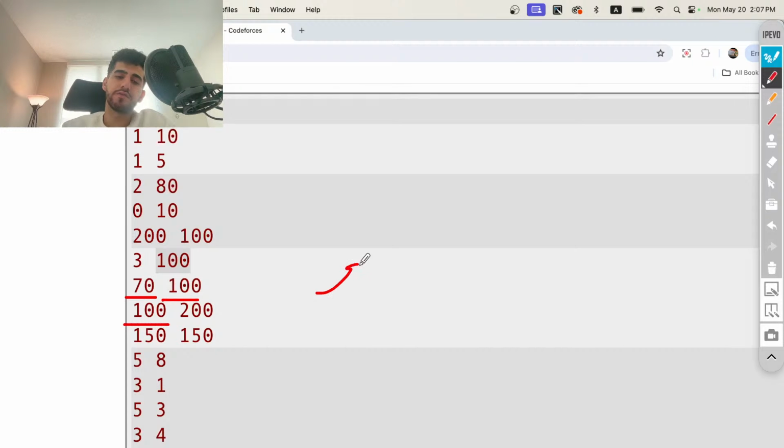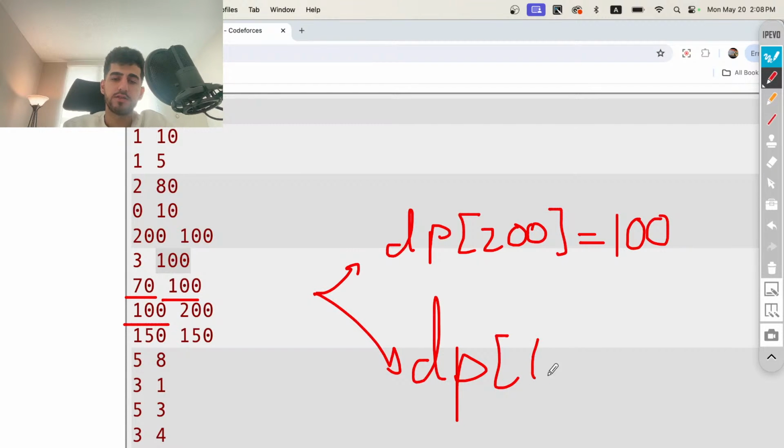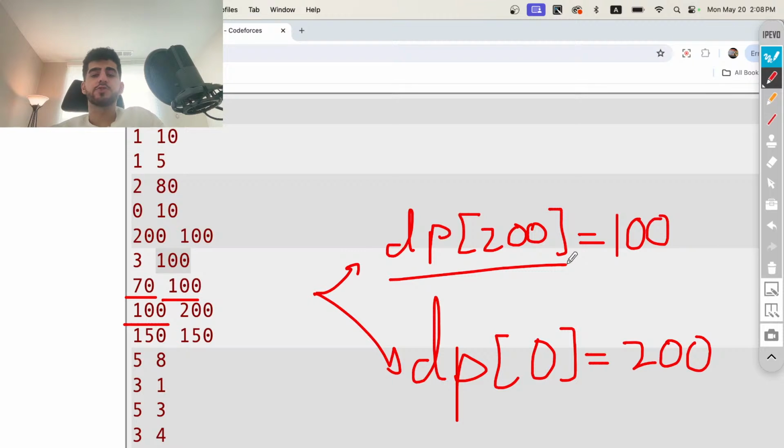So dp of 200, our happiness might become 200. If our happiness becomes 200, our remaining money will be 100, right? Because we have 200 amount of money and we are gonna spend 100 of that. So dp of 200 becomes 100 and dp of 0 will become 200. Because if our happiness is 0, we are able to save 200 pounds. If our happiness is 200, we are able to save 100 pounds.